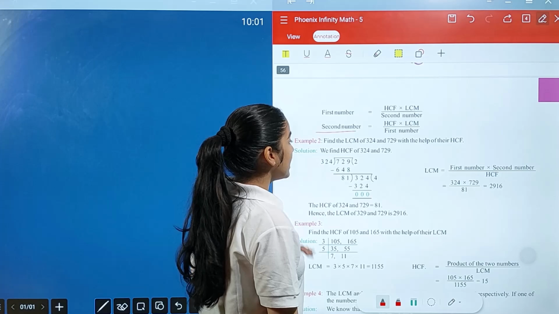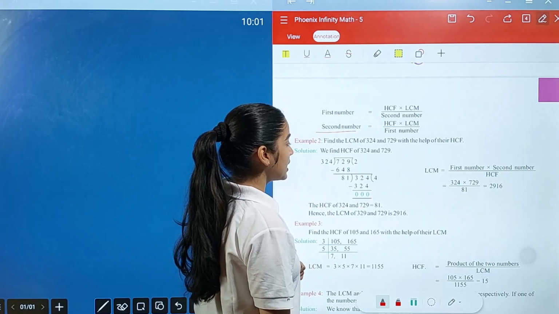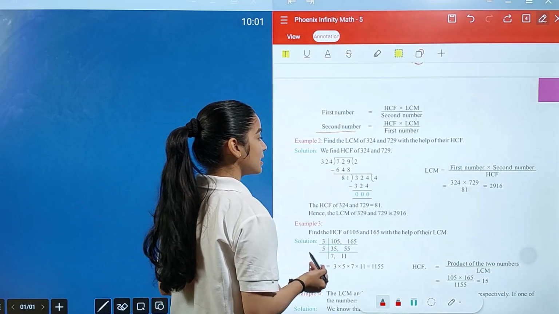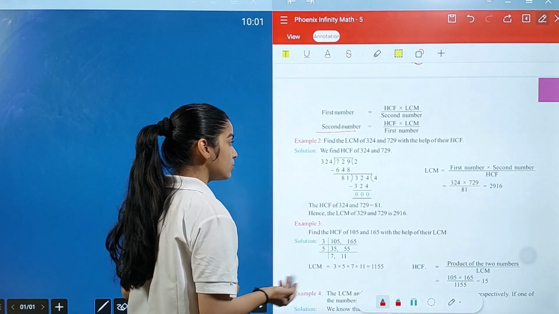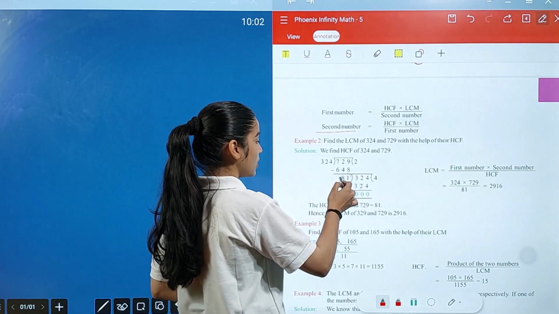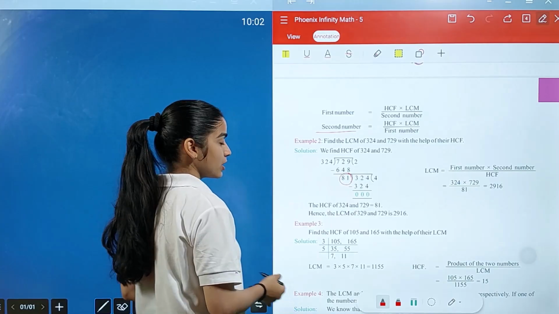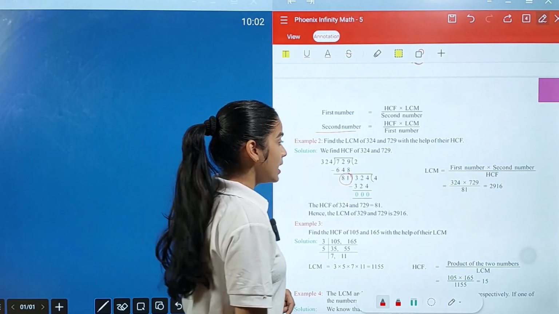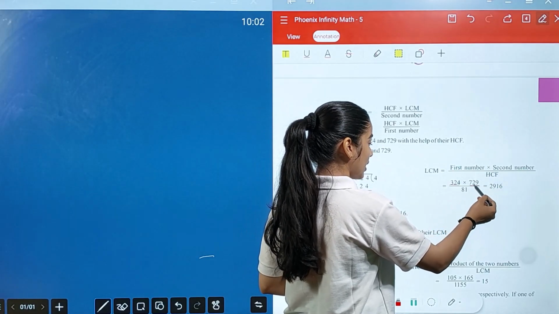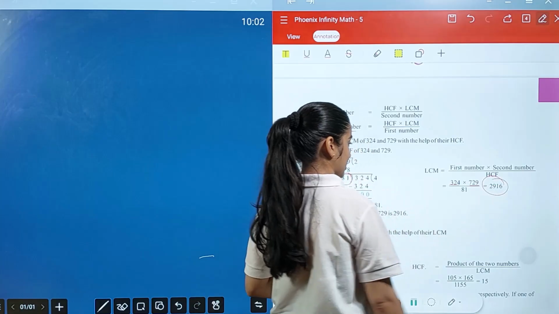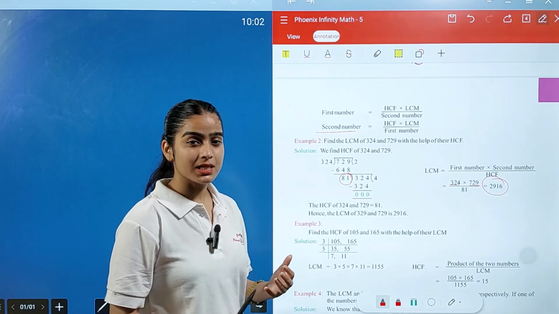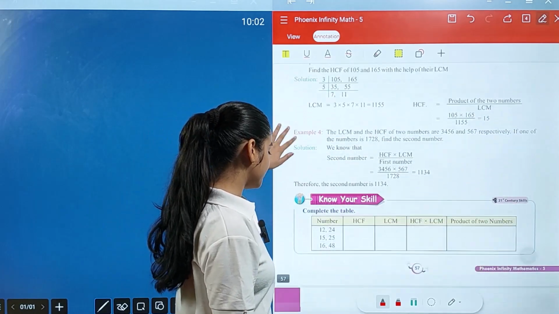For example, find the LCM of 324 and 729 with the help of their HCF. First we have to find the HCF of the given numbers. What we found here is that 81 is the HCF of 324 and 729. Then the first number 324 times the second number 729 is divided by 81, and you will get your answer. The same procedure applies whenever we have a missing thing in our formula.